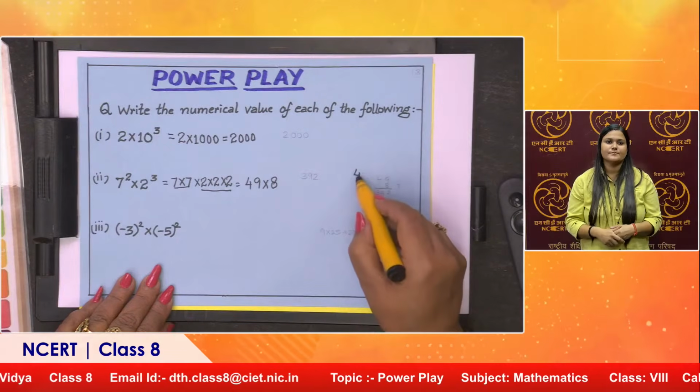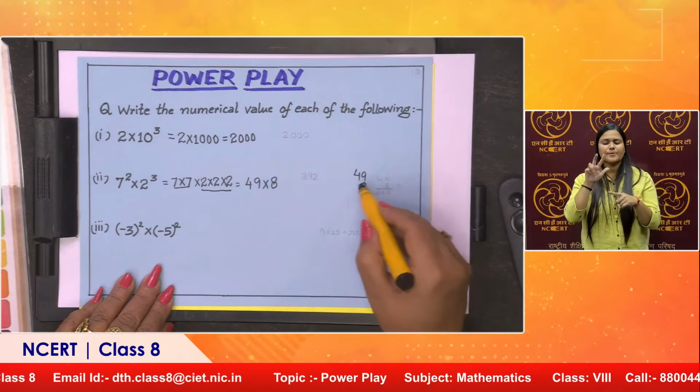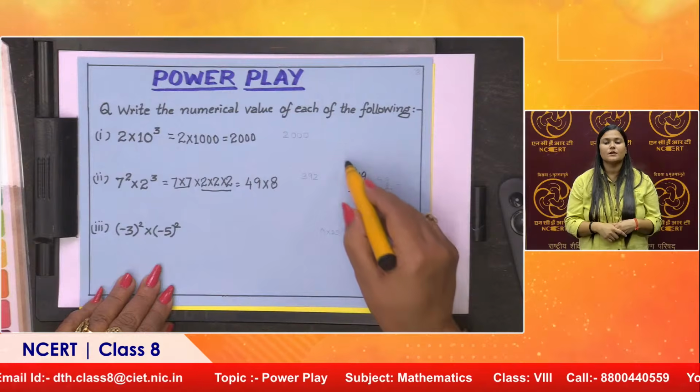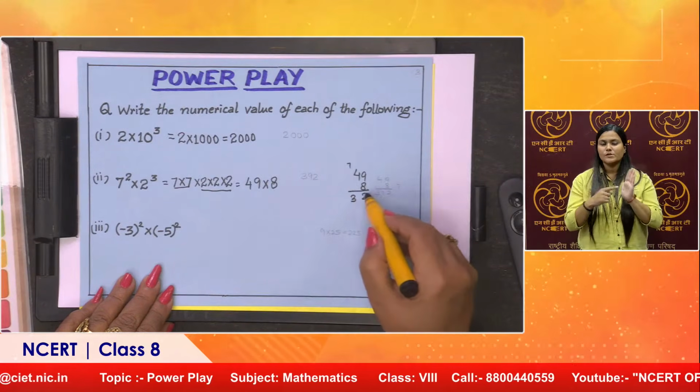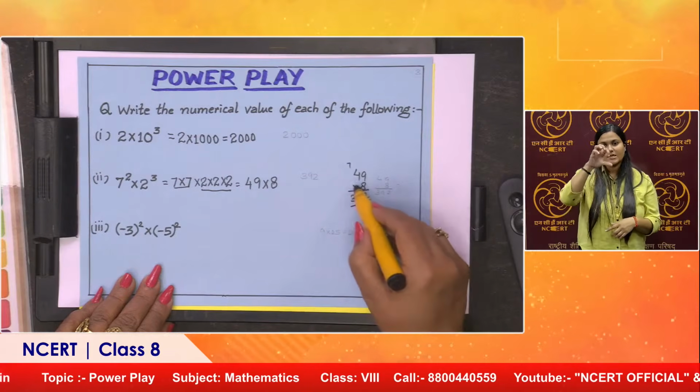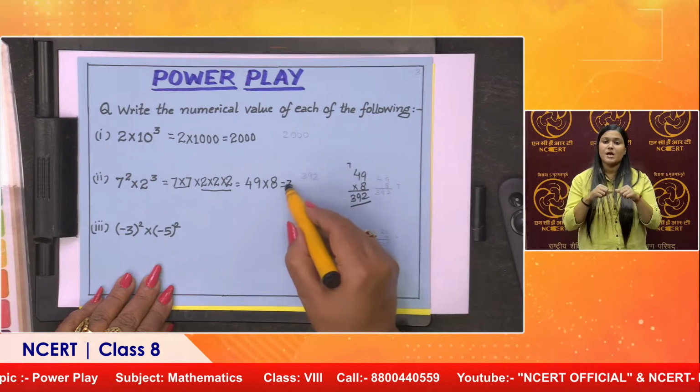So, what is 49 multiplied by 8, children? 9 8s are 72. 8 4s are 32 plus 7 is 39, so 392. All right. So, the answer will be 392.